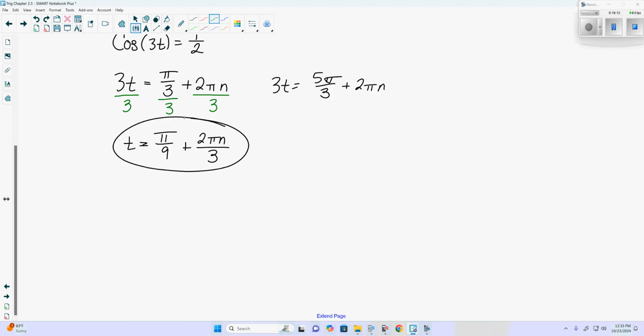We ready for the next one? Or the other one? Because we also have to divide it by 3. 3t divided by 3 is t.